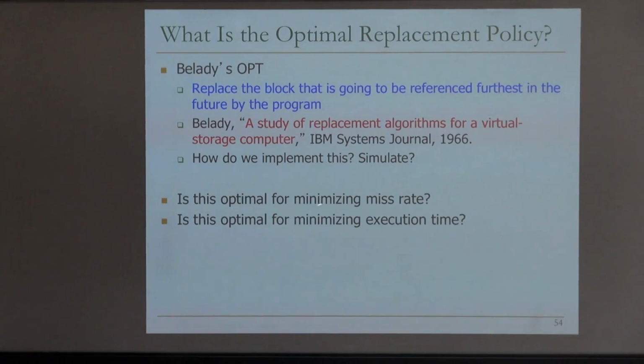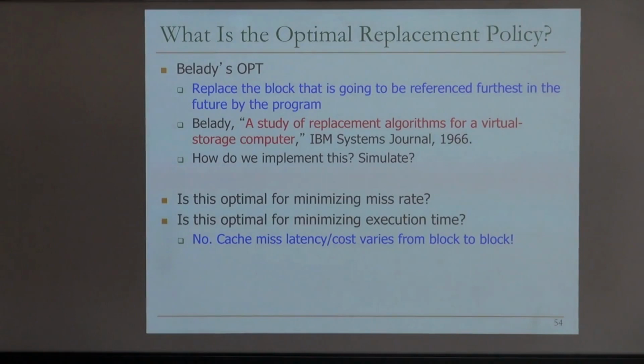So your answer should be no over here, because hit rate is not the same thing as execution time because of what I said earlier. The latency of a cache miss varies from block to block. If you're optimizing for hit rate, you're assuming that the latency of a cache miss is the same for all blocks. But imagine a case where the miss latency of one block is a billion cycles, and the miss latency of all of the other blocks is one cycle. You may want to prioritize that 1 billion cycle block, right? Because it's not important for the other ones. You can refetch them from some other hierarchy level. So that's exactly why it's not optimal for minimizing the execution time.